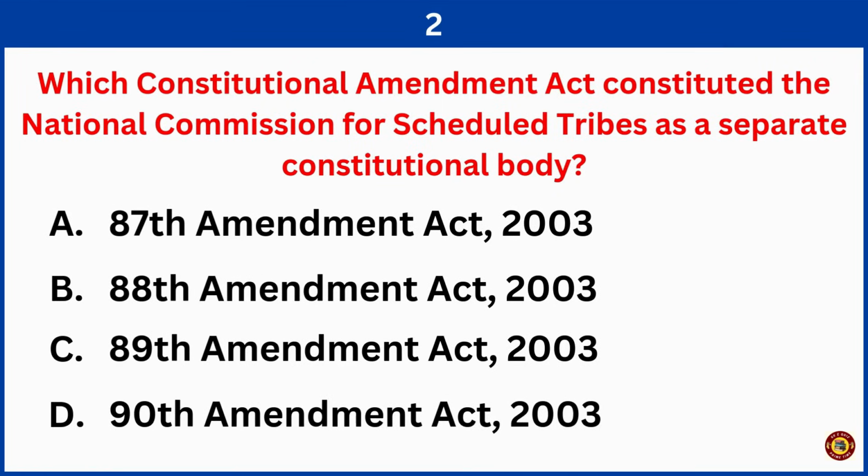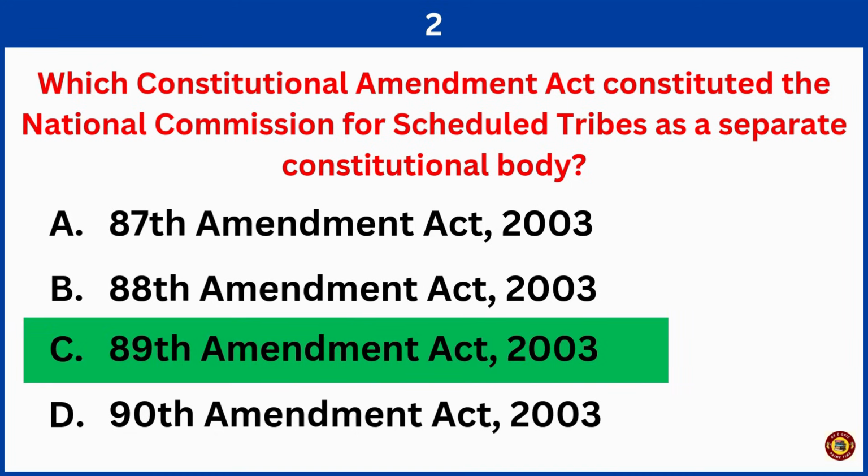Which Constitutional Amendment Act constituted the National Commission for Scheduled Tribes as a separate constitutional body? Right answer is option C, 89th Amendment Act 2003.